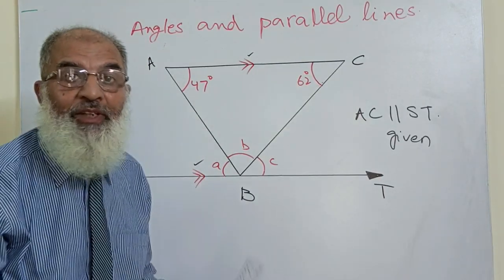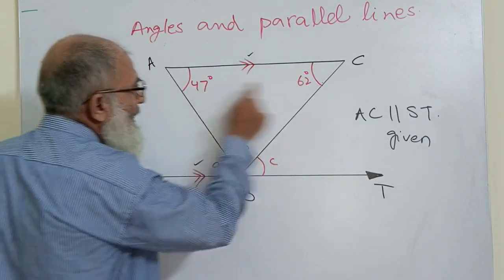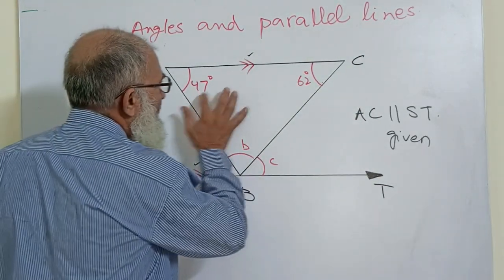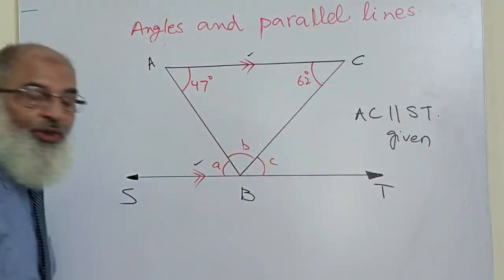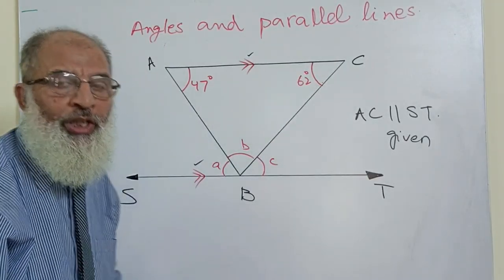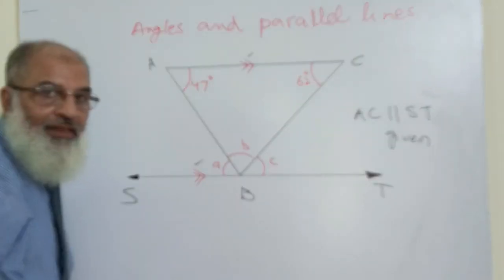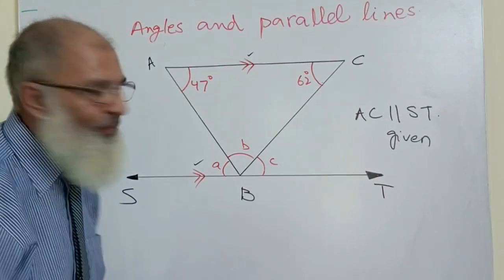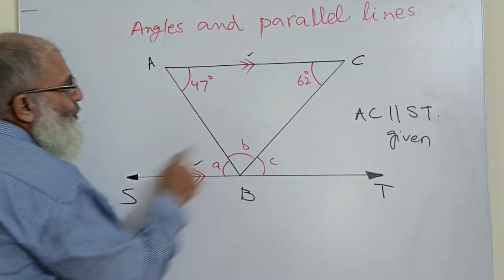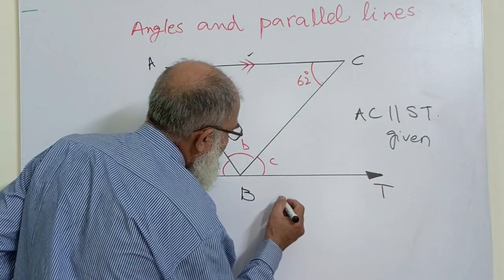And even if we are not using these parallel lines, we can find it with the help of the triangle, because the sum of the three angles in a triangle is 180 degrees. But suppose that we don't know this law, that the sum of the angles of a triangle is 180 degrees. Okay, so we have to find it with the angles and parallel lines. Now let me start writing.